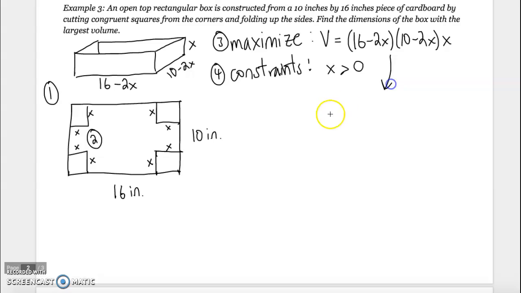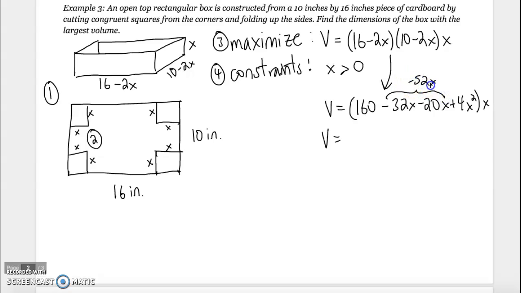Another way to rewrite this would be volume equals, let's FOIL: 160 minus 32x minus 20x plus 4x squared. I still have that x on the outside, so I can distribute that in. These can combine too, that would be negative 52x. Once I distribute this x into each of those three pieces, I'll have 160x minus 52x squared plus 4x cubed.